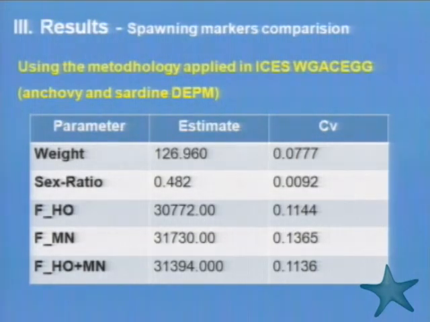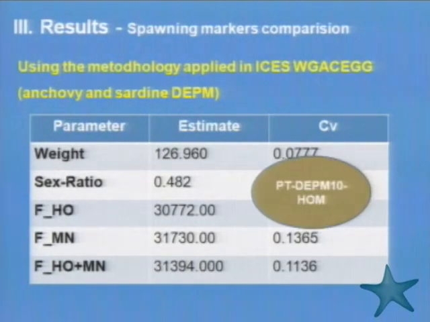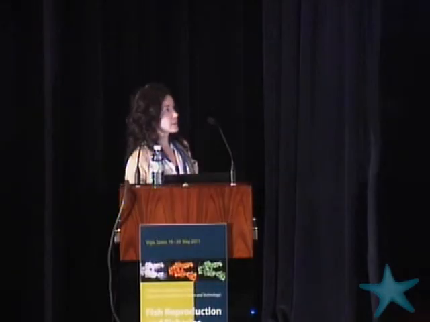These are our results with the three methodologies. We can see here our fecundity estimate based on the hydrated oocytes method, based on the migratory nucleus stage method, and based on the two combined. The results, I can say, are very similar. But all of these results are based on our samples from the Portuguese DPM 2010.